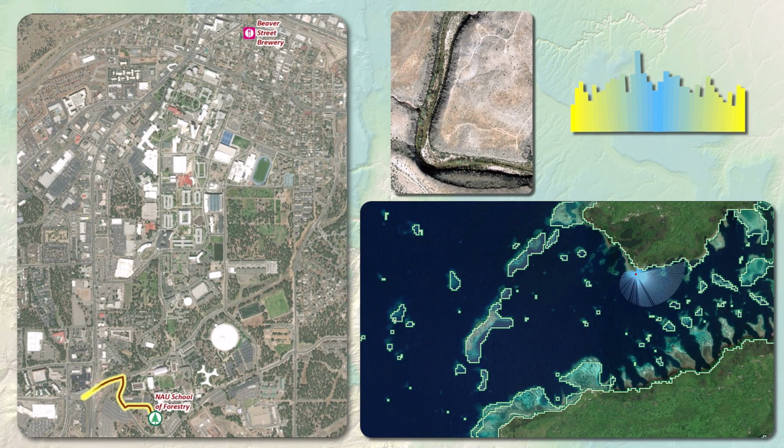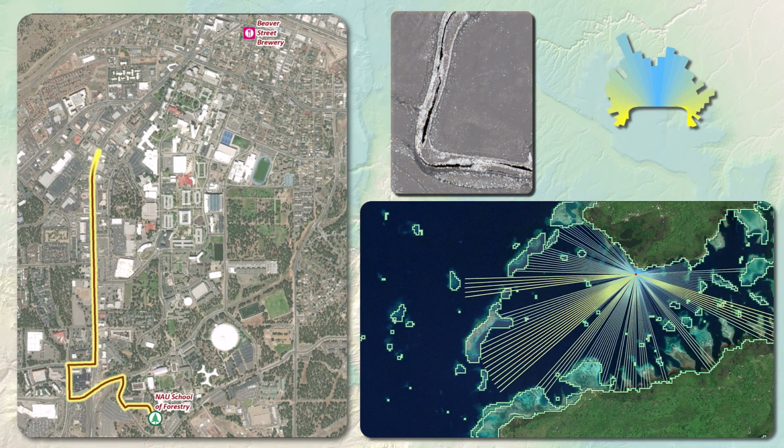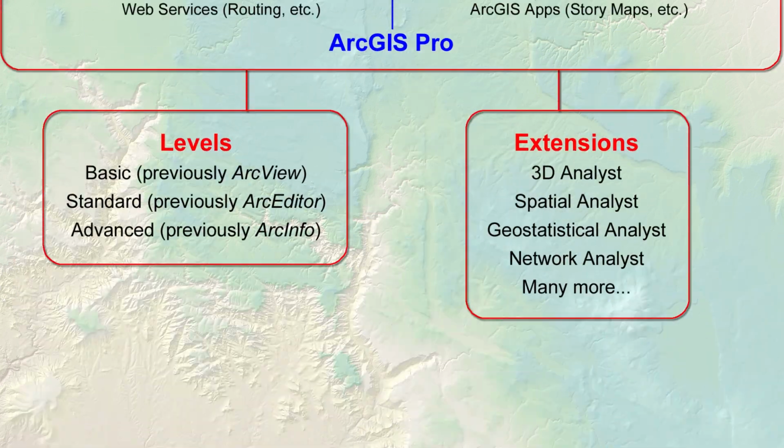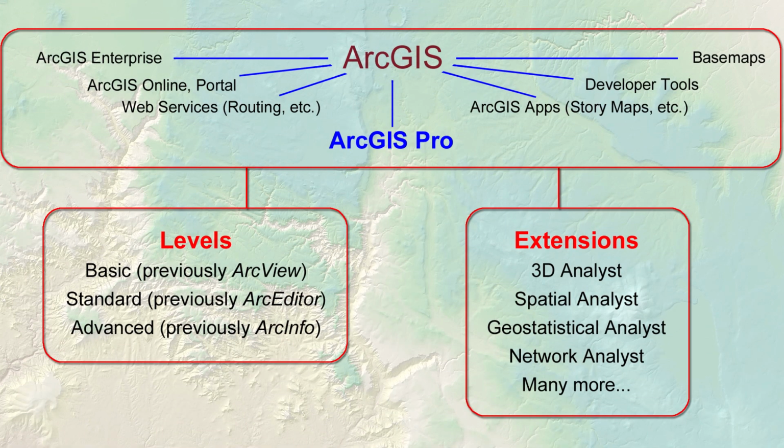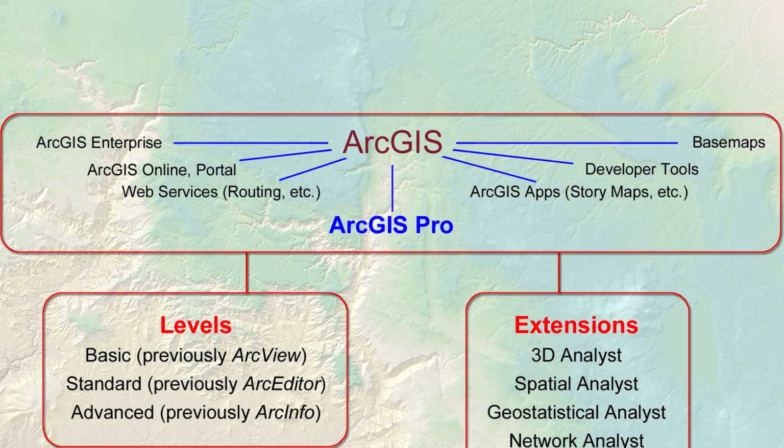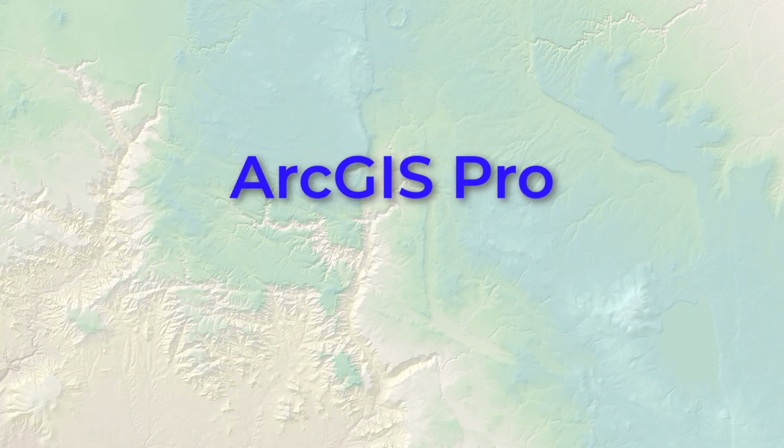In the first lecture we discussed GIS in general and some of the cool things you could do. In the second lecture we looked at the large family of software that makes up ArcGIS. And in this lecture we're going to look specifically at ArcGIS Pro.